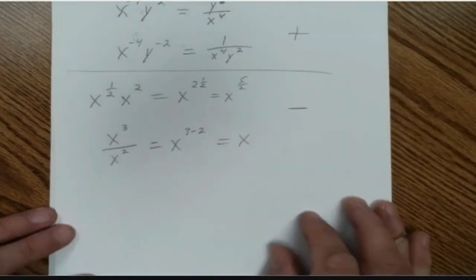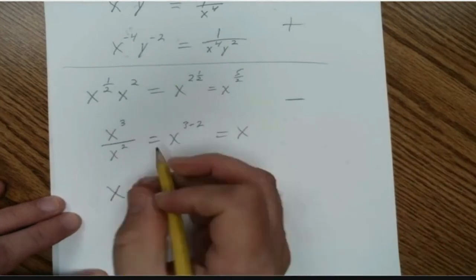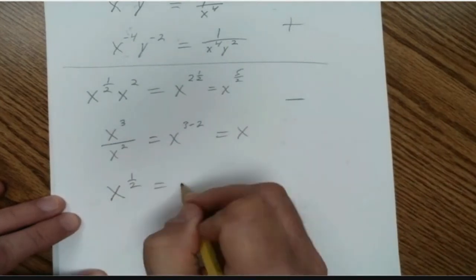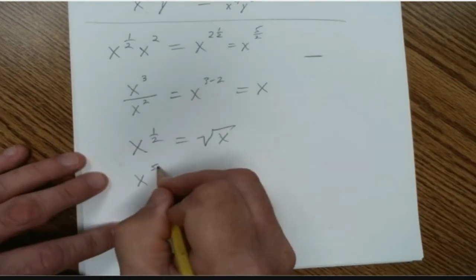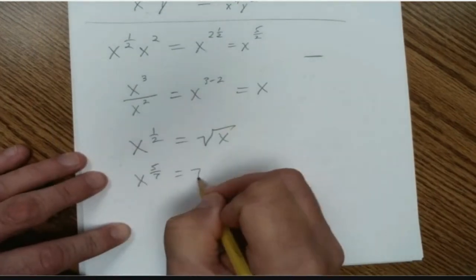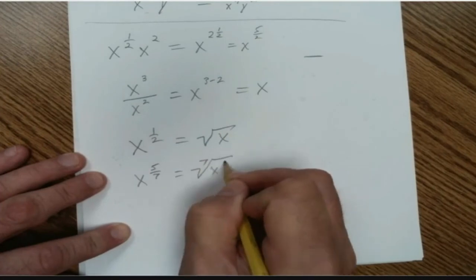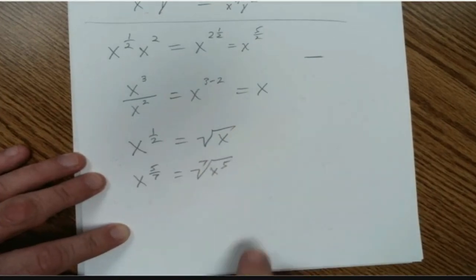And then, of course, the converting. We have x to the 1/2. It's the same thing as the square root of x. If we have x to the 5/7, that's the same as the 7th root of x to the 5th power. Being able to go back and forth.